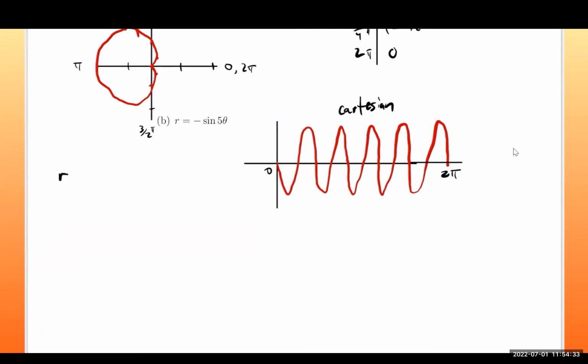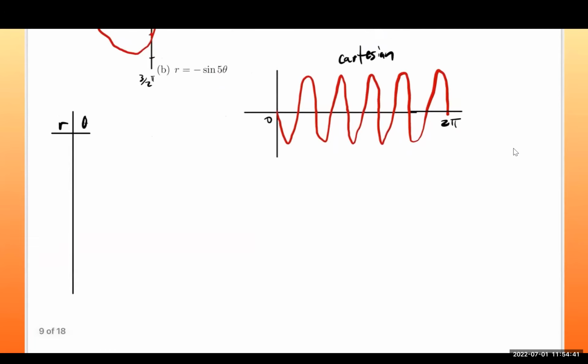And now we got to do the one in polar coordinates. And once again, we're going to do that r theta table again. All right, so this time I'm going to select my angles strategically so that I'm getting 0, pi over 2, pi, 3/2 pi. So I'm getting angles at each axis.